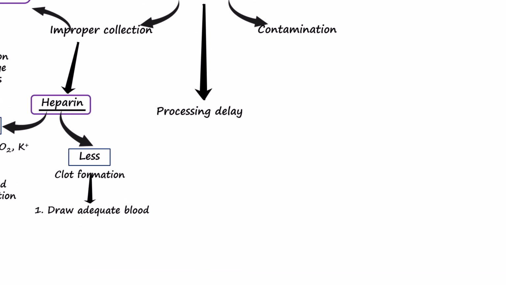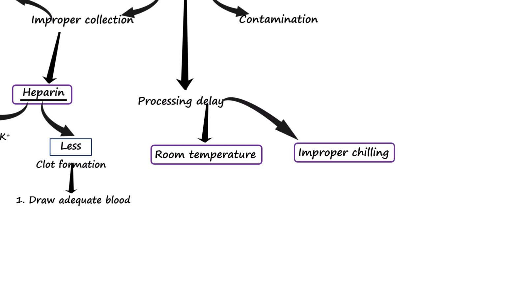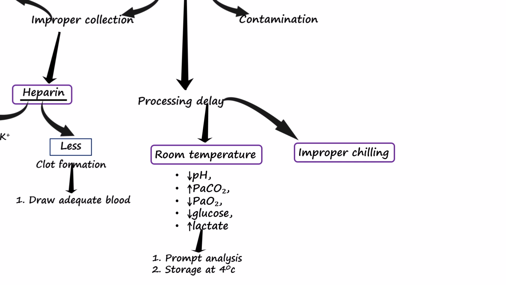Delay in processing can happen when the sample is kept at room temperature or when it is improperly chilled. At room temperature, ongoing metabolism by red and white blood cells decreases pH and PaO2, with documented PaO2 drops of 40% within 20 minutes. This also increases PaCO2, lactate and glucose consumption. Prompt analysis within minutes or proper storage in ice slows this degradation.